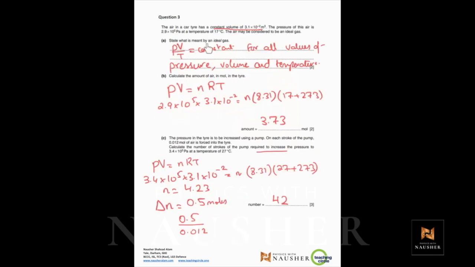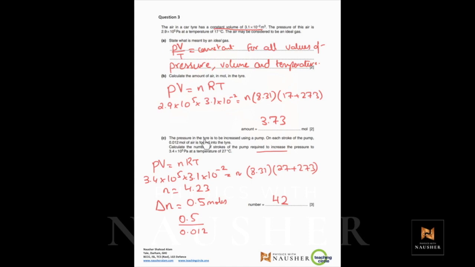Alright, so in this question, what is meant by an ideal gas? PV over T is constant for all values of pressure, volume, and temperature. Then they're asking to calculate the number of moles, so you use PV equals nRT. Pressure and volume are given. Make sure the temperature is in Kelvin, and you get 3.73 moles.